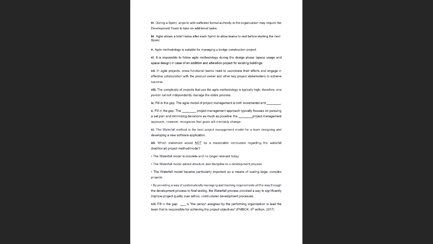So the last one, fill in the blank. We have to identify the designation of the person who is assigned by the performing organization to lead the team that is responsible for achieving the project objectives. Who do you think is the person? Yes, correct answer, the project manager. The project manager is the most important role for executing the project, and he or she is assigned by the organization to lead the team, right? So the project manager is the correct answer here.